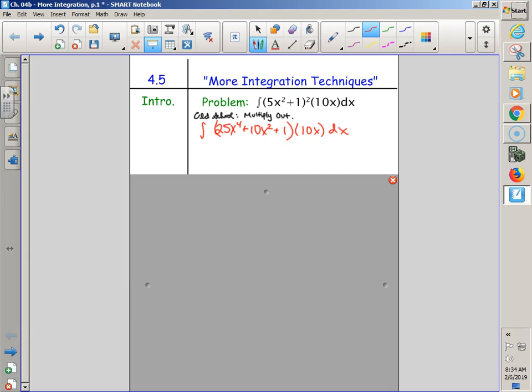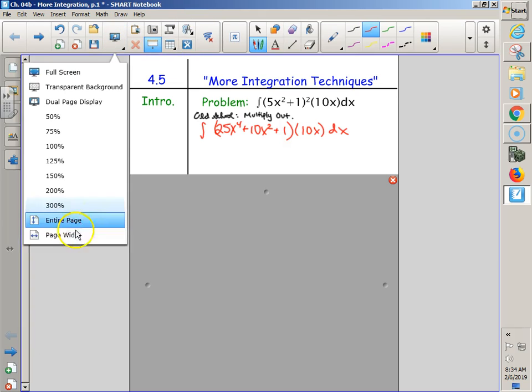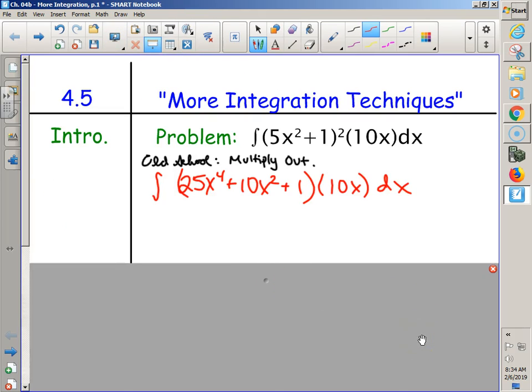Are we good? We're not killing puppies? Oh, I can zoom in. Sorry, Rachel.